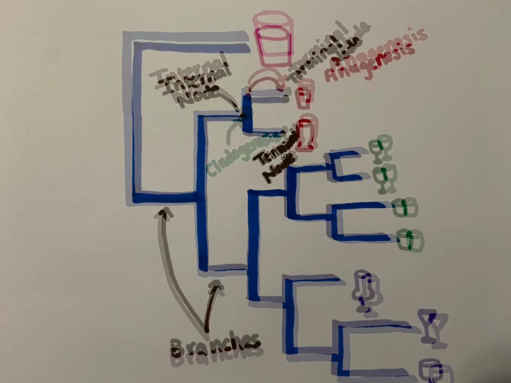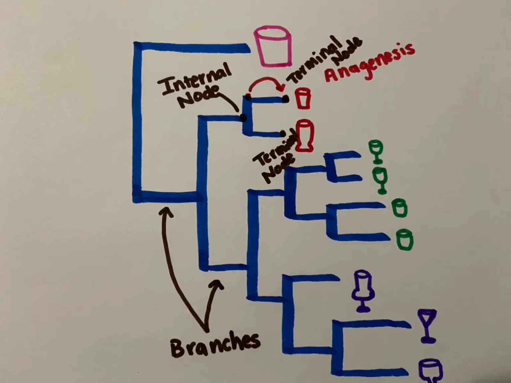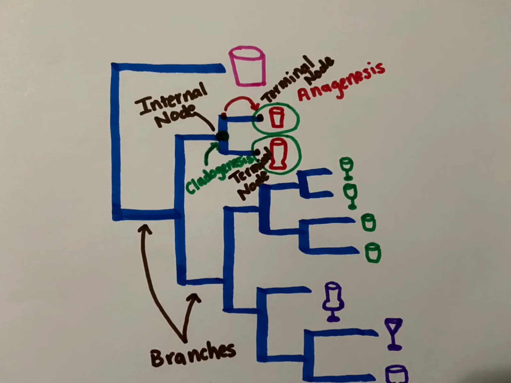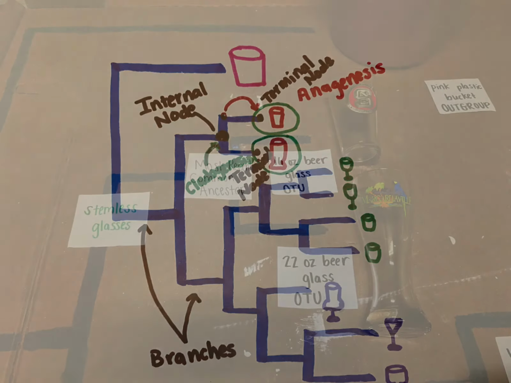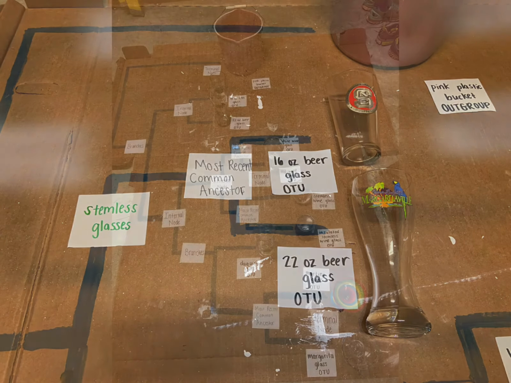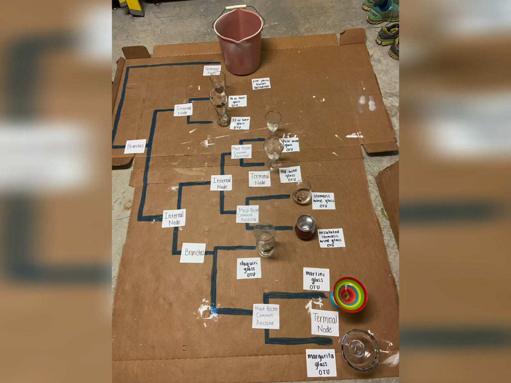We can look at the internal nodes, which occur right before a split in the genetic line, to see where cladogenesis occurs. If we follow these branches to the terminal nodes that exist at the end of the branches, we can see that they are connected to the two new glasses. In this case, the 16-ounce and 22-ounce beer glass. Looking back at the internal node, we can see the most recent common ancestor between the 16-ounce and 22-ounce beer glasses here. As to why I grouped the glasses as so, let's take a look at this first split.